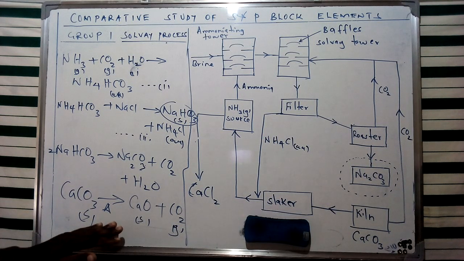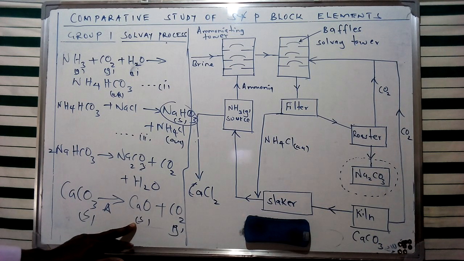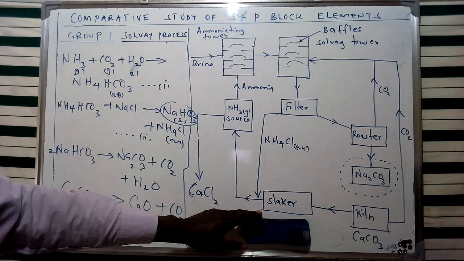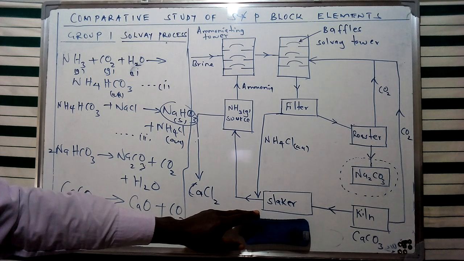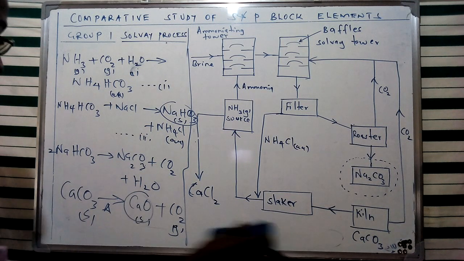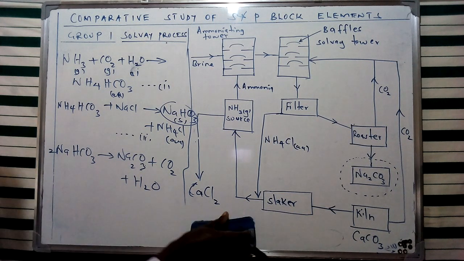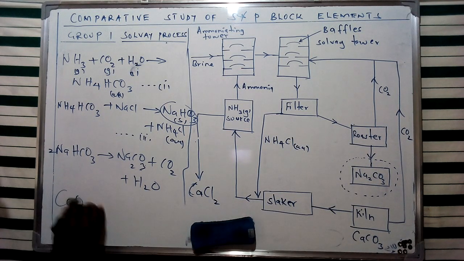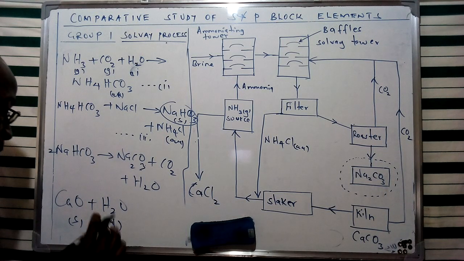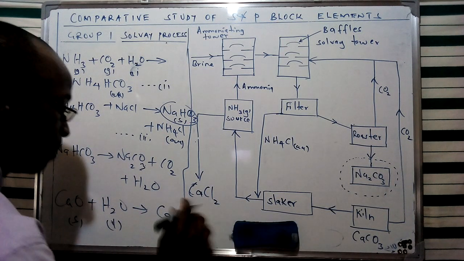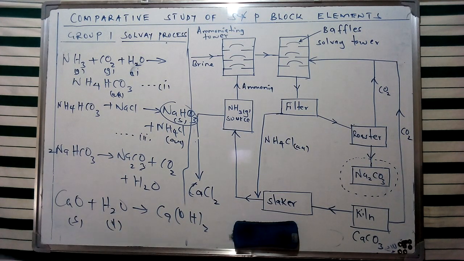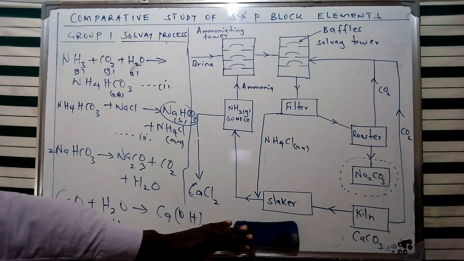Now, in this particular case, this calcium oxide is going to be slaked. Slaking means it's going to be added to water to result in the formation of calcium hydroxide. So the calcium oxide obtained from this process is going to undergo slaking, giving a reaction between calcium oxide and water, leading to the formation of calcium hydroxide. This process is referred to as slaking.